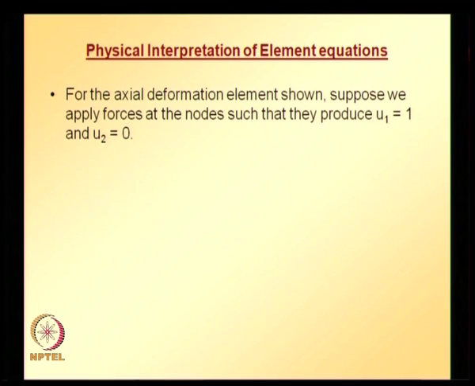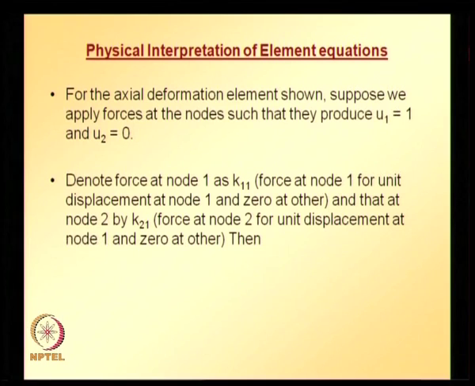You have the axial deformation of bar, the equation system is there with you, that is E A over L times the matrix 1 minus 1, minus 1 1, times the u 1, u 2 vector, is equal to q l over 2, q l over 2, plus the f 1, f 2 vector. You have this equation system with you. So, in that equation system, let us denote the force at node 1 for unit displacement at node 1 and 0 at the other as k 1 1, and the force at node 2 for unit displacement at node 1 and 0 at the other as k 2 1.